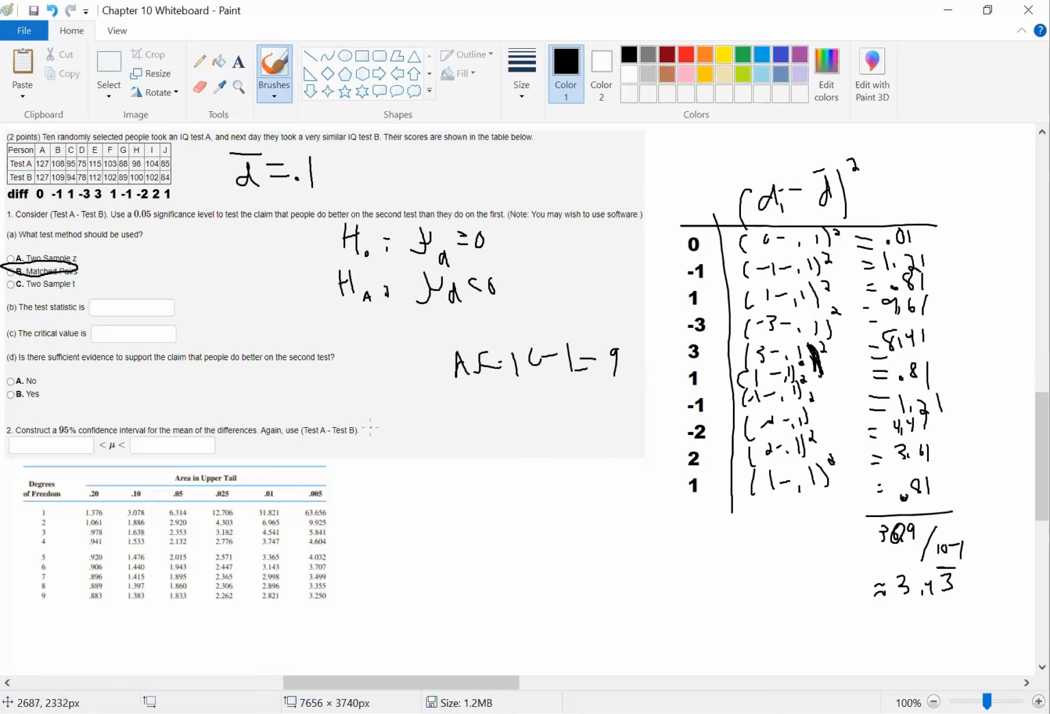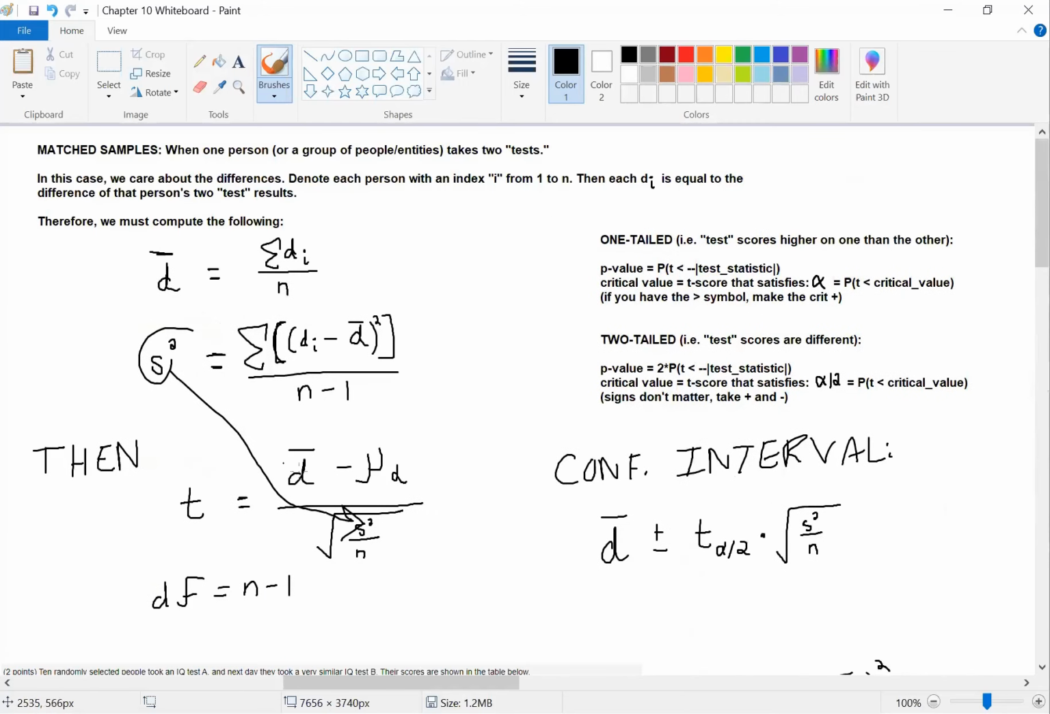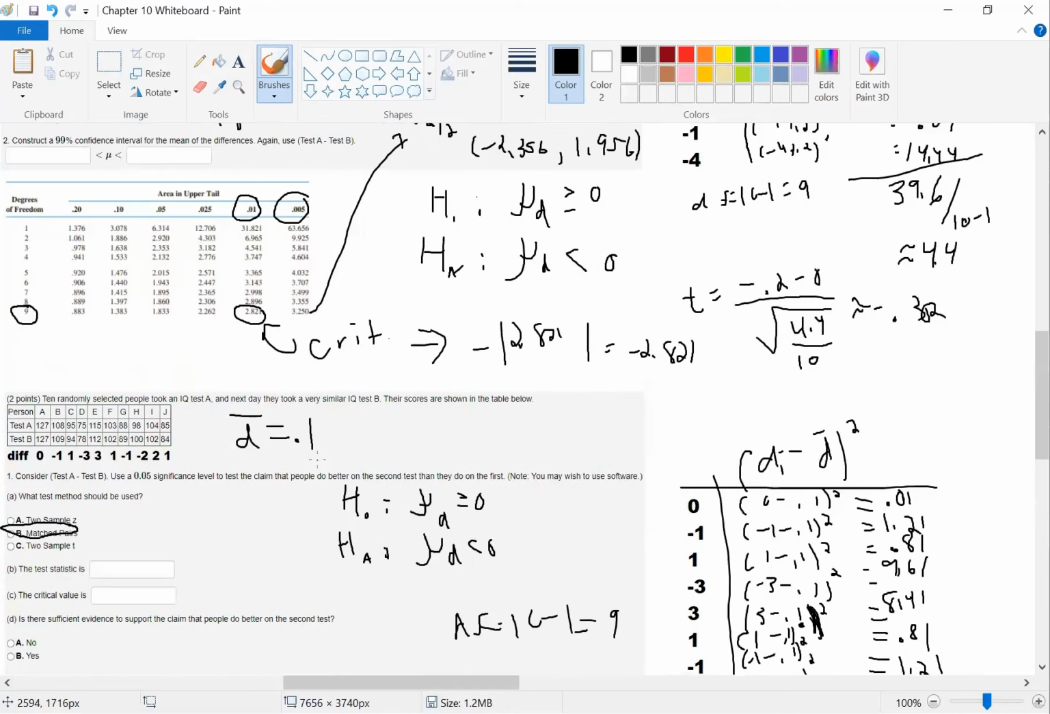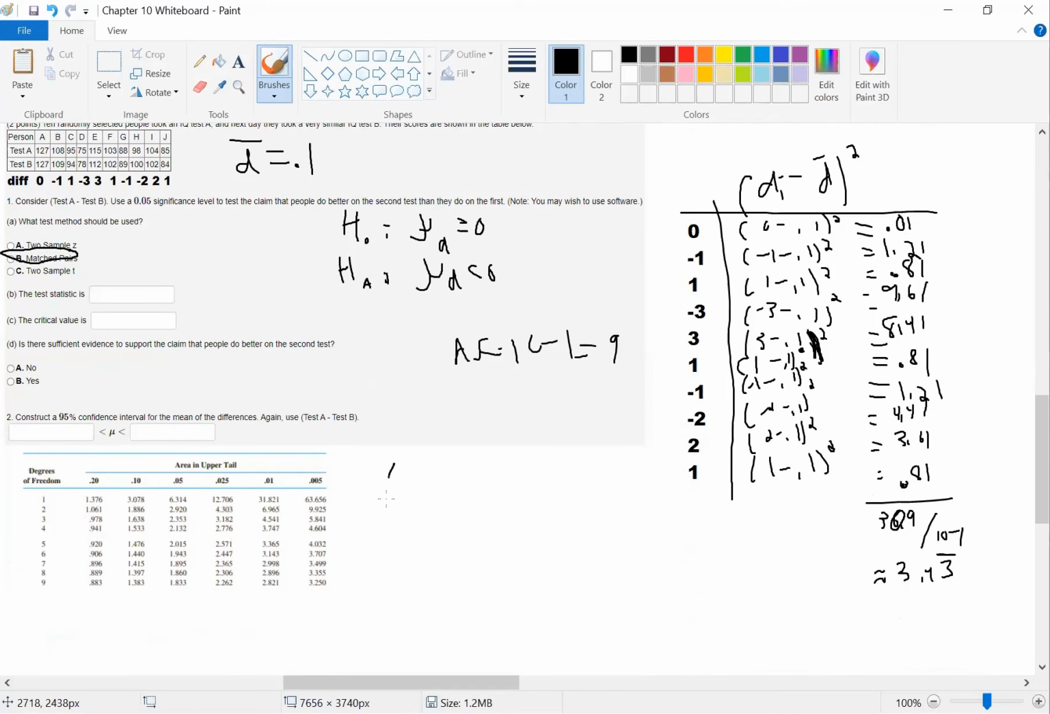And now we go back up. Our t-score is d bar minus mu d over the square root of that. So our test statistic is equal to 0.1 minus 0 over the square root of 3.43 repeating over 10. I'll put this in Desmos. I am not going to round that at all. So we have 0.1 minus 0 over the square root of 3.43.